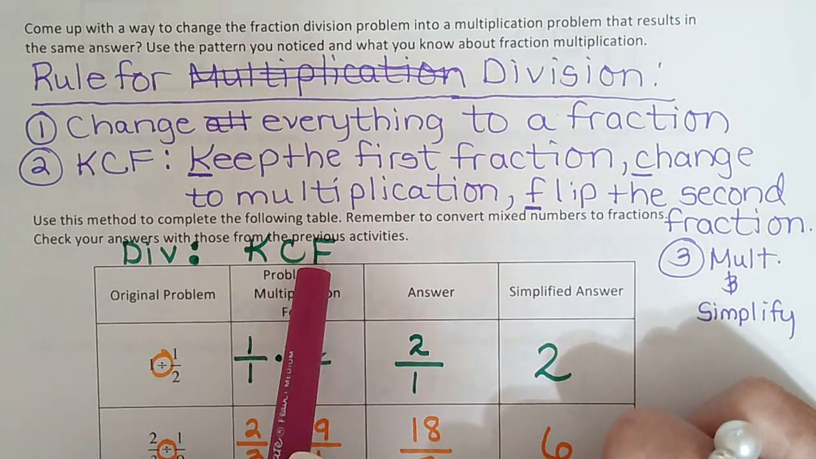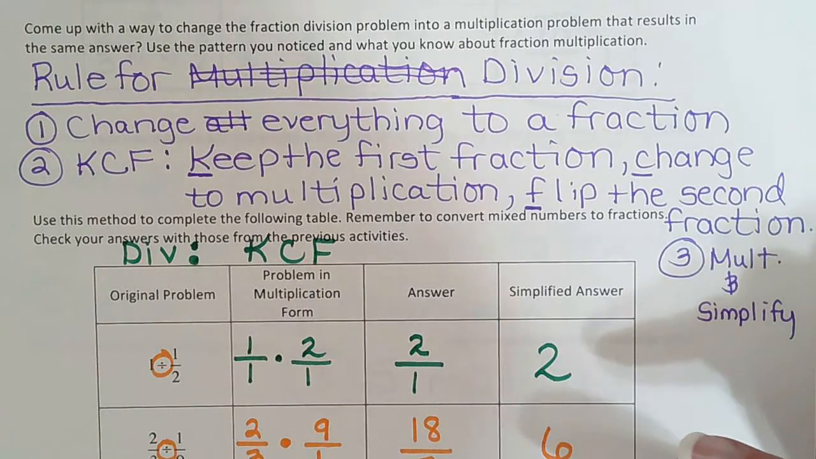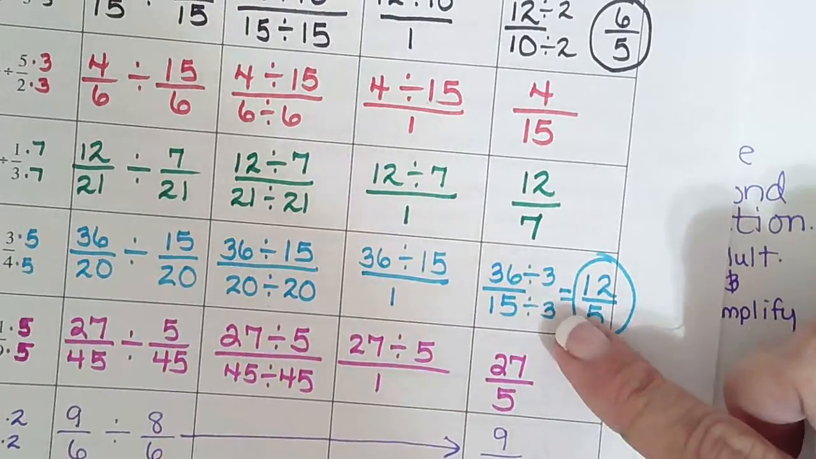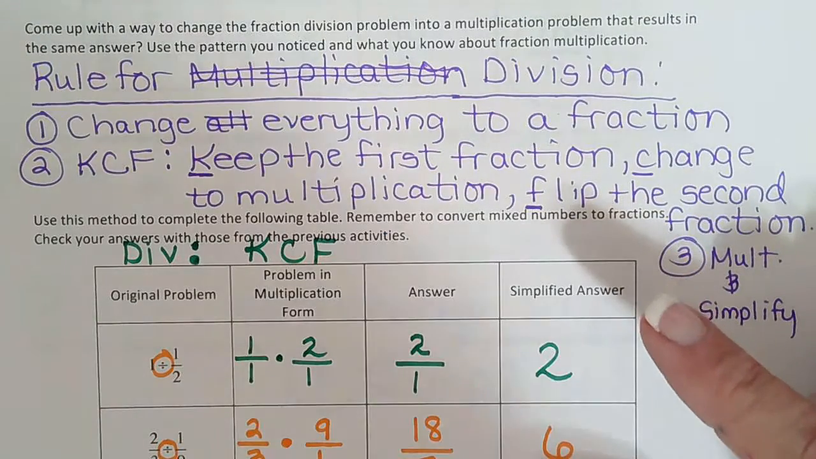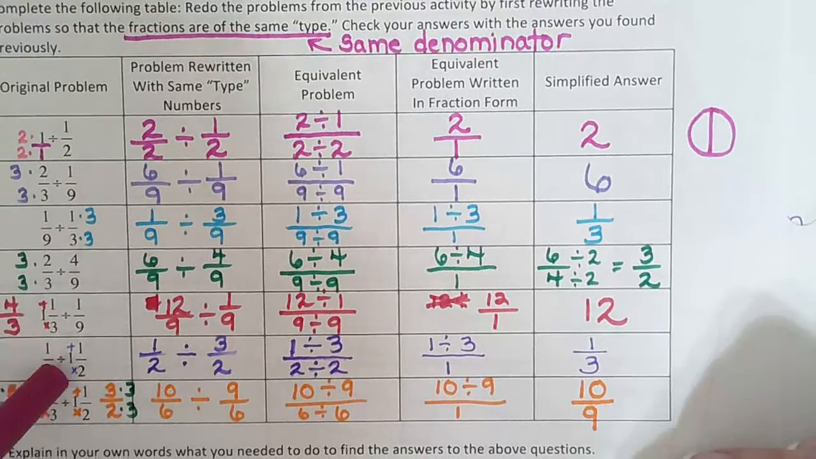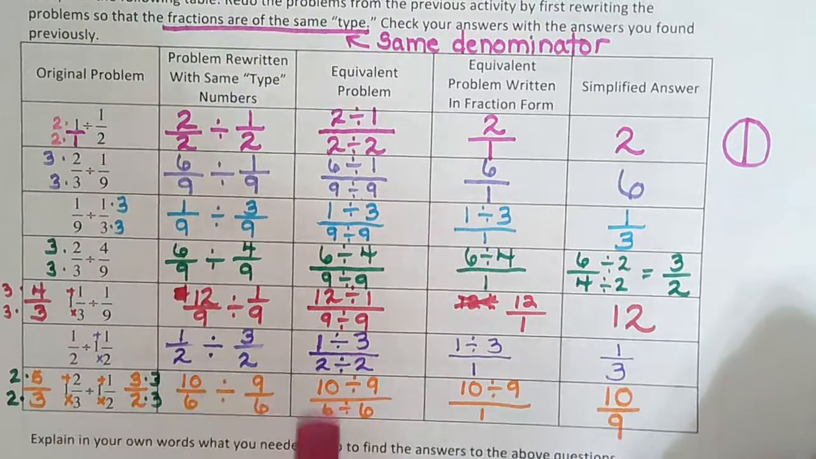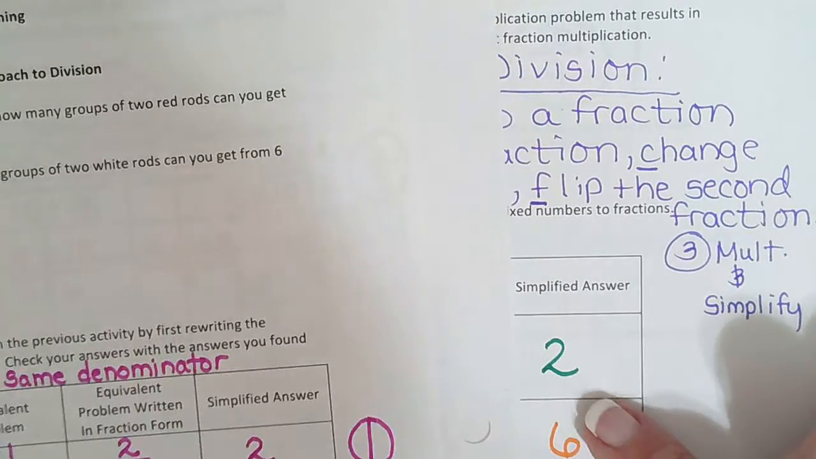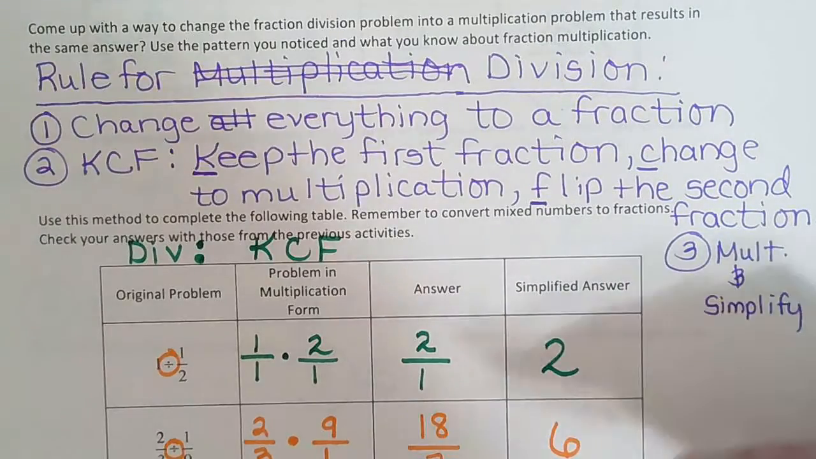So you're going to see we're going to get all the same answers we just got on the last page when we were dividing using common denominators. Actually, it was 2 pages ago. So we're going to redo these 1, 2, 3, 4, 5, 6, 7 problems. But instead of doing common denominators, we're going to do this algorithm. And you're going to see, look at the answers, 2, 6, 1/3. They all come out the same.